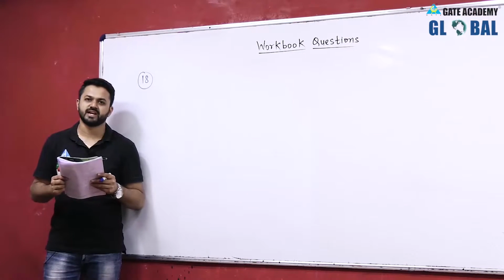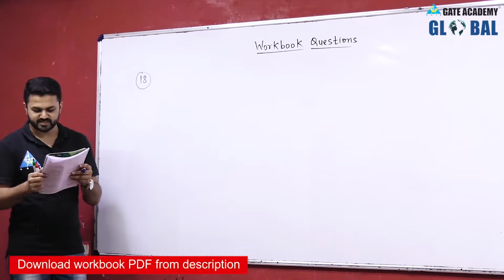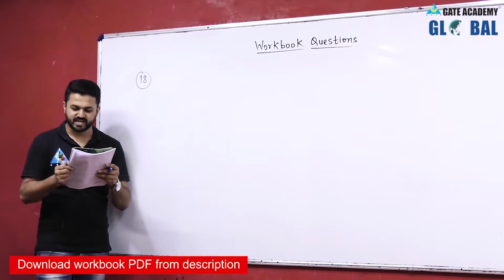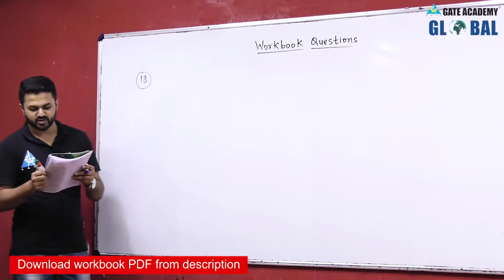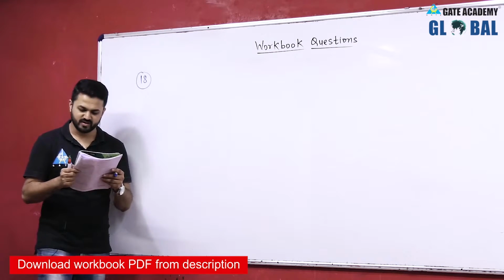Next is question number 18. In a double sideband full carrier amplitude modulation transmission system, if the modulation index is doubled, then the ratio of total sideband power to carrier power increases by a factor of.